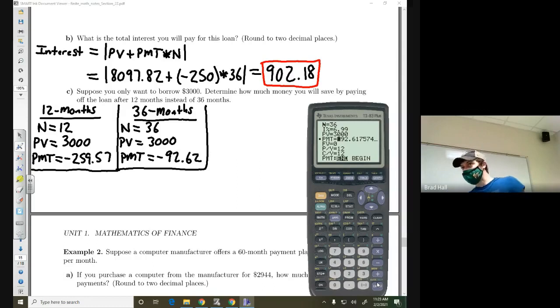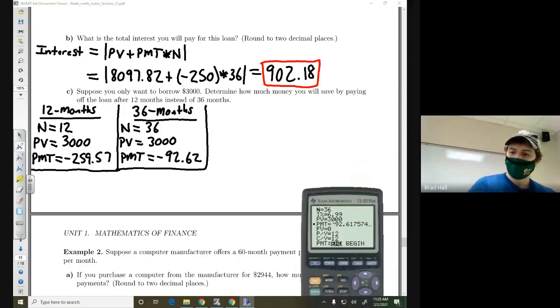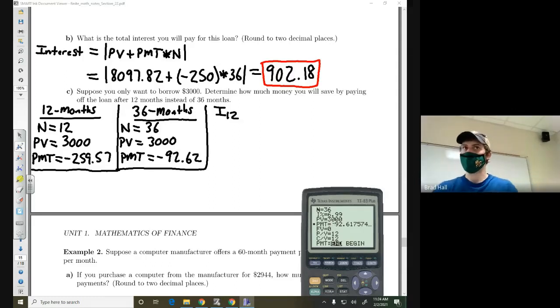And it seems nice on the surface. But by choosing to pay more incrementally over the course of 12 months instead of 36 months, I saved money. And now we can actually figure out how much money I saved. So the interest over 12 months, I'll call it I with a little 12 next to it.